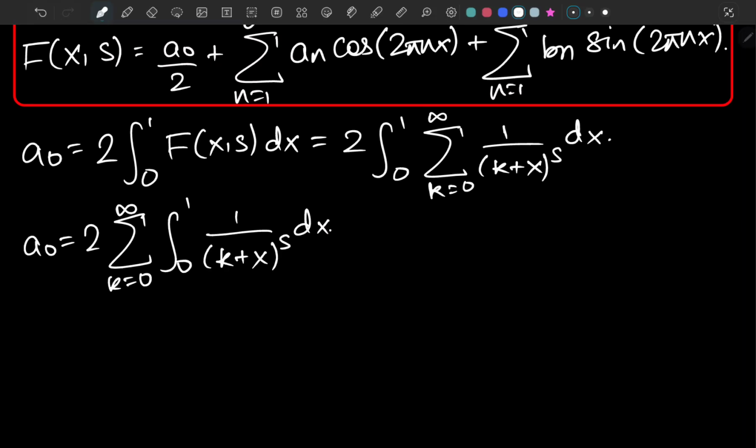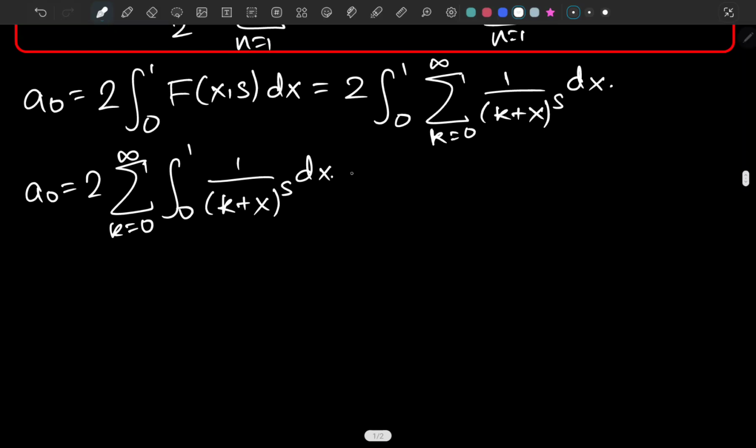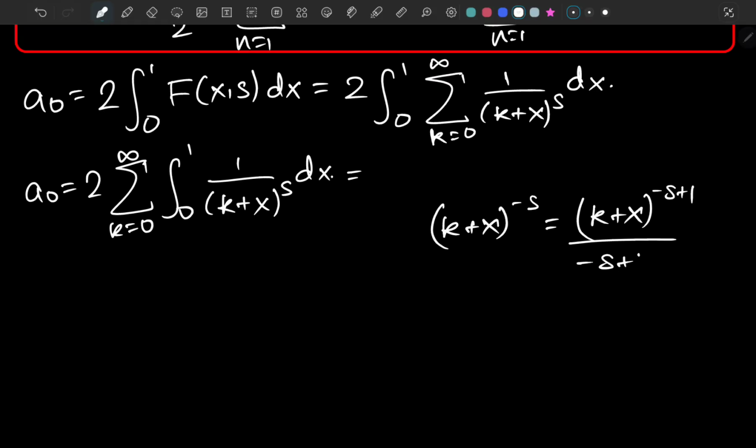Now, if we try to integrate this with respect to x, this is (k plus x) to the minus s, right? So this can be integrated to (k plus x) to the minus s plus 1, over minus s plus 1. And since k is going from 0 to infinity, I think it's going to be 0, right?